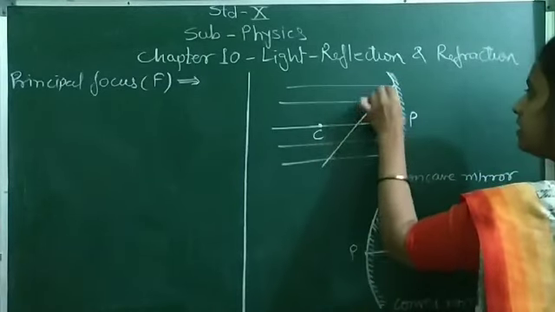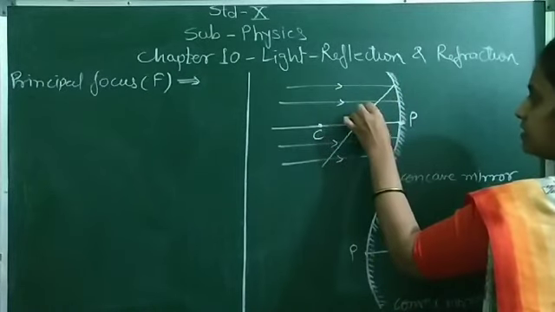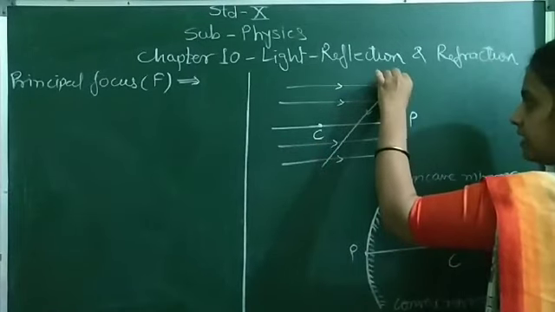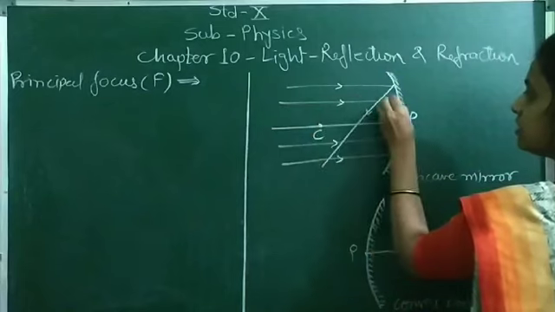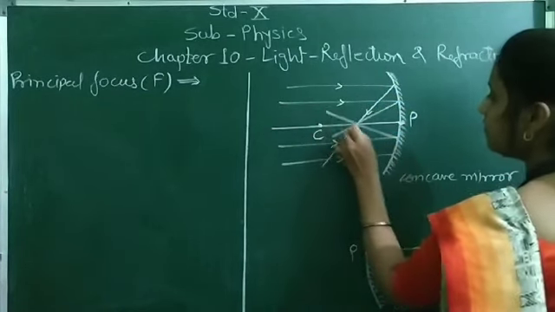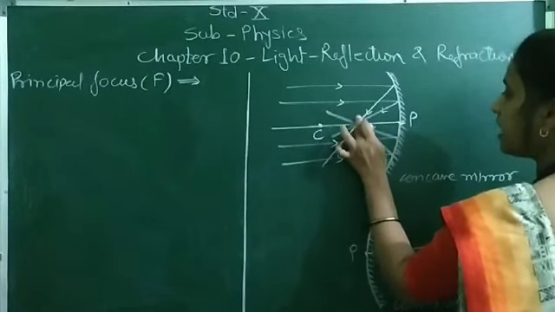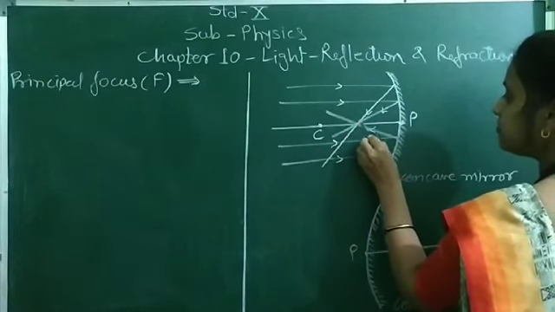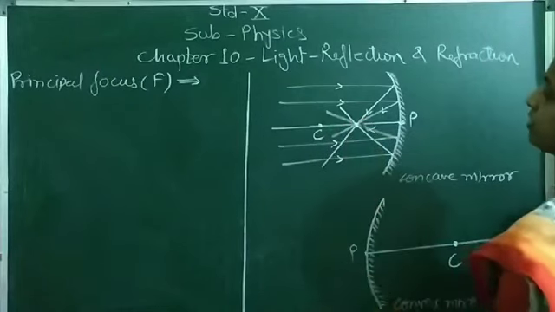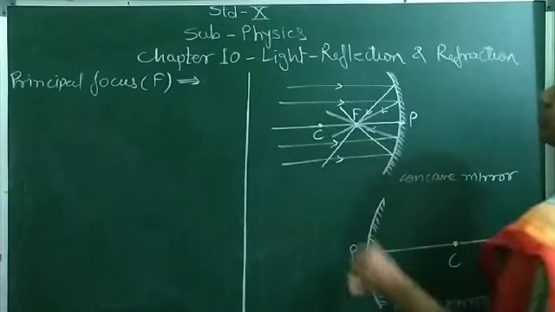So this is the incident ray and this is the reflected ray. This ray is incident on the concave mirror and gets reflected. This is also an incident ray and it gets reflected at this point. These are the reflected rays, and all these reflected rays intersect at one point on the principal axis, and that point of intersection is called the principal focus.